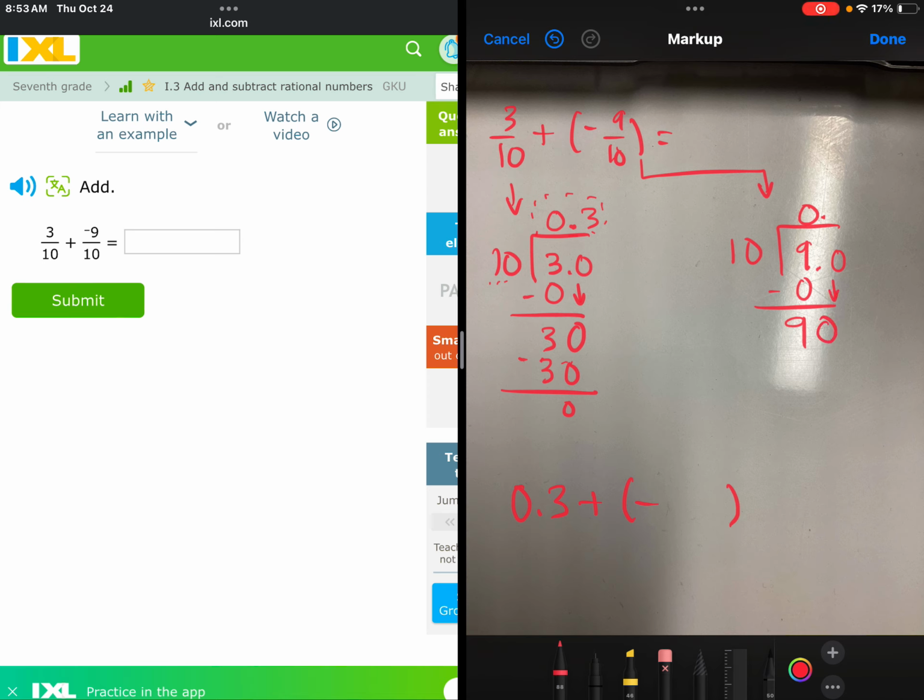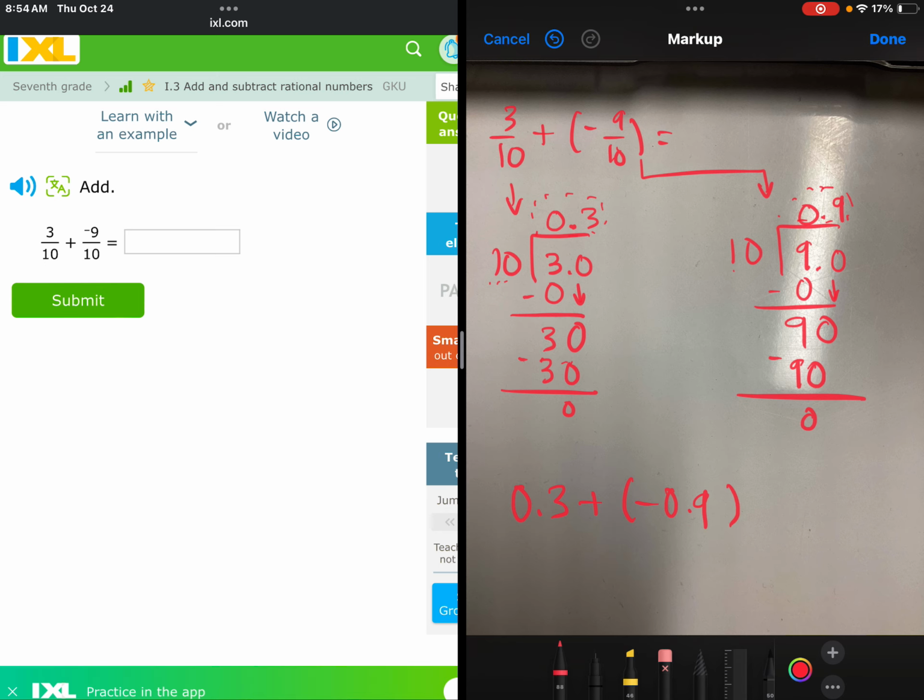Now we go back again to dividing. How many times does 10 fit in 90? 9 times. What is 9 times 10? 90. Good job. And then subtracting, we get 0. We're done. Okay? That's going to be our conversion. All right. So here we go. 0.9.